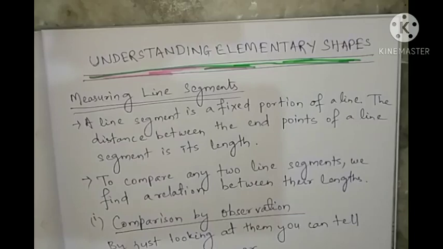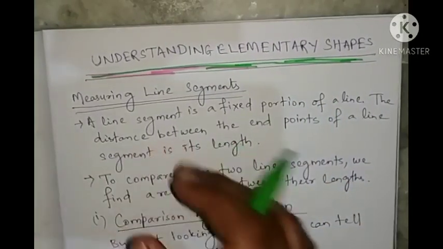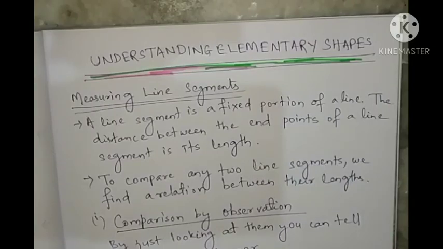First today we will study measuring line segments, how we can measure them, and then measuring angles, that is, right angles and straight angles. So let's start. Here we are seeing understanding elementary shapes. Elementary means basic, introductory shapes.